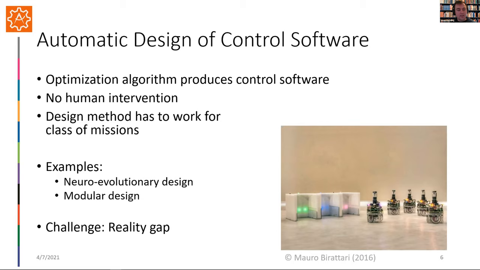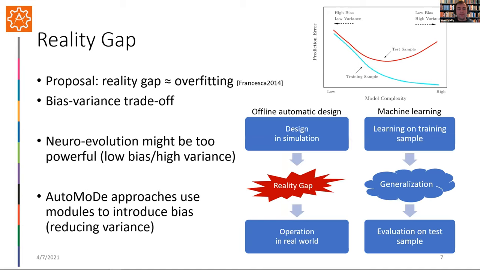But this brings another challenge with it, namely the reality gap. The reality gap is what is happening when we are designing in simulation and we are operating in the real world. In between, we are encountering the reality gap, which is usually associated with a drop of performance from what we see in simulation to what we see in the real world.